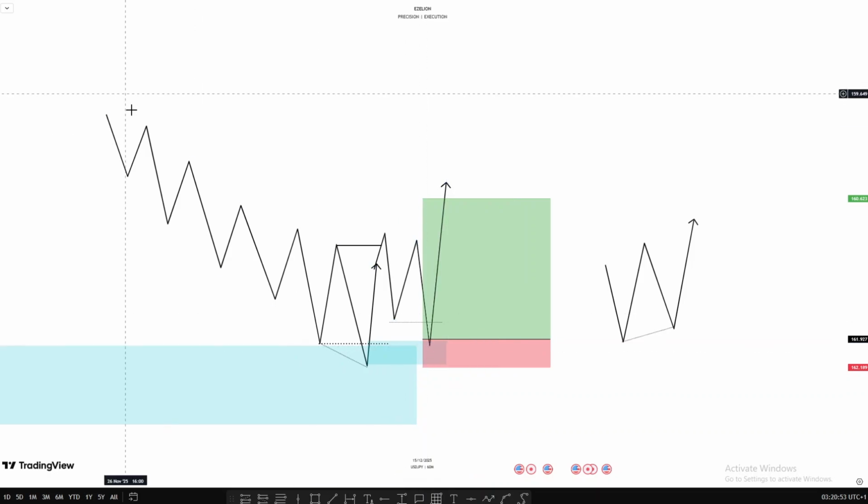So what do we have here? Price is trending downwards. We have a higher time frame key level. What price did there is sweep liquidity, break the previous lower high, right?